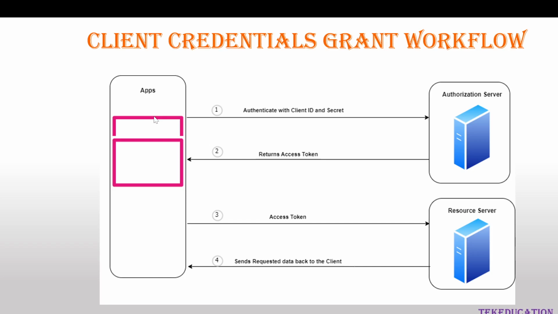The user or the client APIs will make a request to the authorization server by passing the client ID and client secret. This client ID and client secret is issued by the authorization server. So it will validate these two, client ID and secret, and if it is valid, it will return the access token. This access token is used to make a request to the resource server. Once the tokens are valid, it will send the requested data back to the client. The first and the second one is most commonly used.